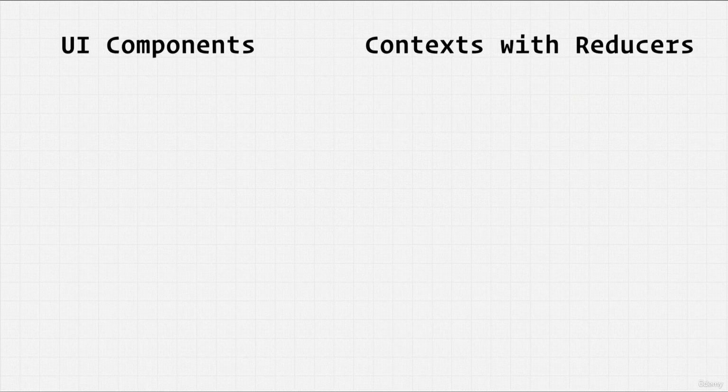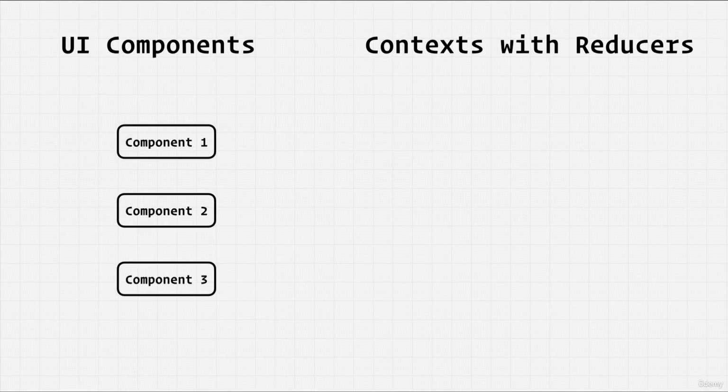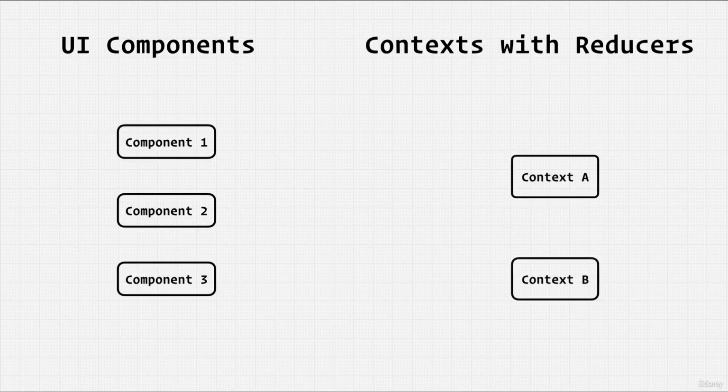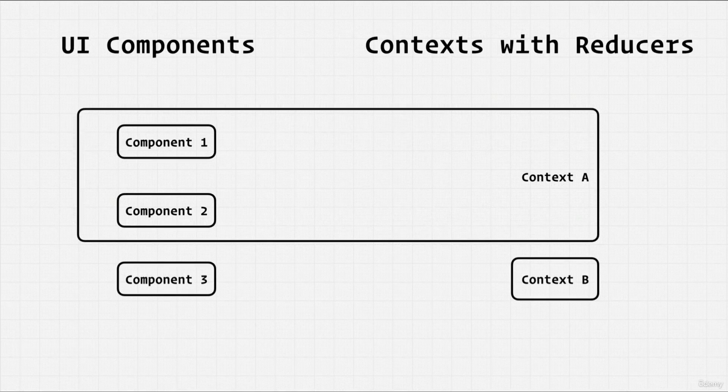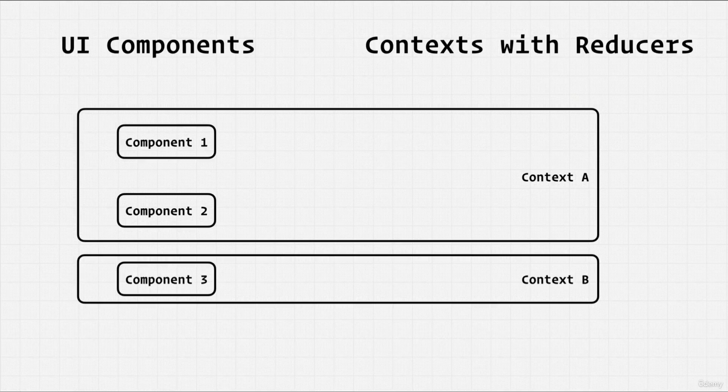Context we can mainly see as being separated into two portions. We have UI components, and then we have context with reducers. These context reducers are, of course, the components that wrap the corresponding UI components. So imagine if we had three different components in our app, component 1, component 2, and component 3, and then we had two different contexts, context A and context B. Let's say that context A wraps around component 1 and component 2, as we saw in our last video. Let's say context B wraps around component 3.